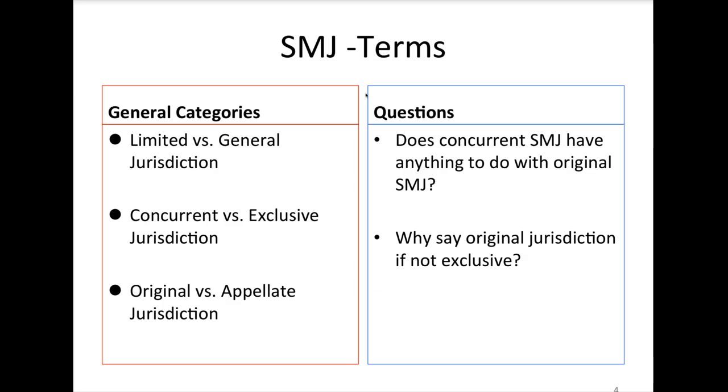The next issue is about which terms mean what. We defined these in class, but there are a lot of questions, so let me try to go over them. On the left are general categories. Limited versus general jurisdiction: what do these mean? This is really referring to federal versus state courts. Federal courts are courts of limited jurisdiction in that they can't hear anything. The state system as a whole is supposed to be general jurisdiction. So in general, state courts can hear anything.